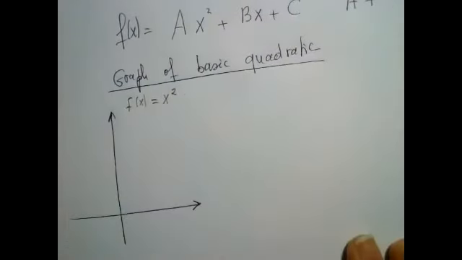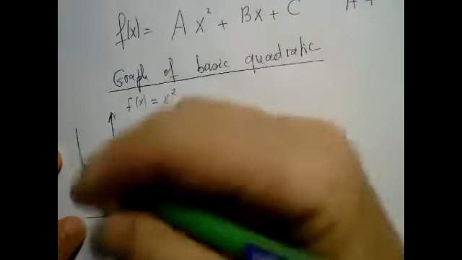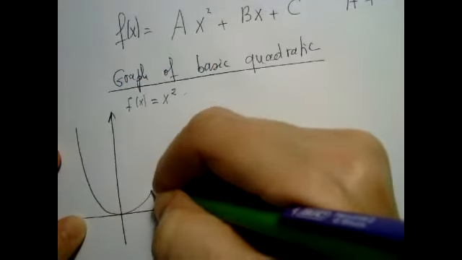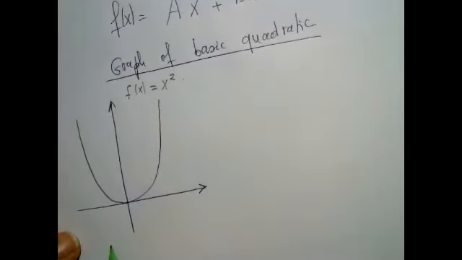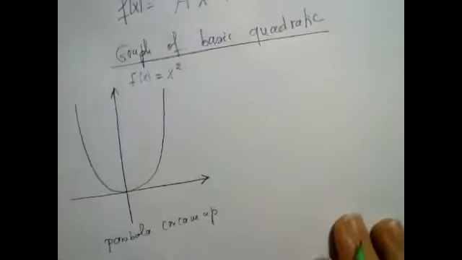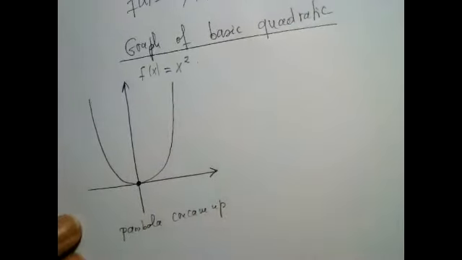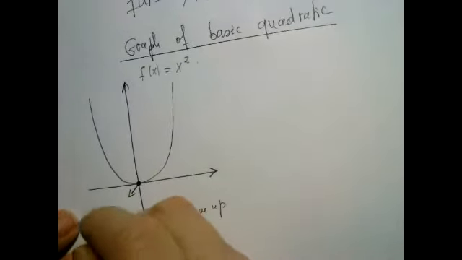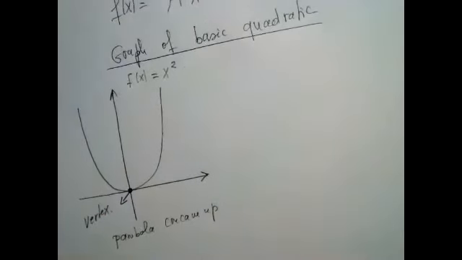And we said last time, this is a parabola. We found that by plugging in points. It's not a line anymore, it's a U shape, a parabola, and it is concave up. It's curving up. And this point here we call the vertex of the parabola.